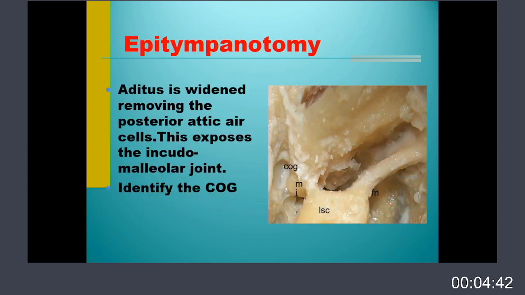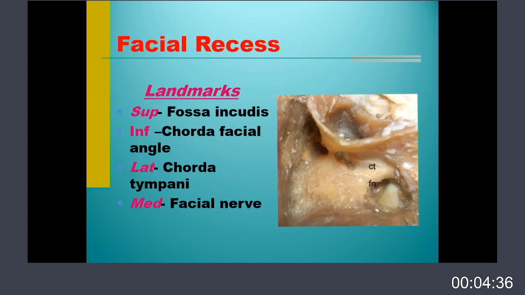About the epitympanotomies, I'll explain about the posterior tympanotomy. This is also known as facial recess. The boundaries of facial recess are, posteriorly, the vertical portion of the facial nerve, anteriorly, the chorda tympani, and superiorly, the fossa incudis, or incus buttress, also sometimes you call it, because we leave a very small shelf of bone.